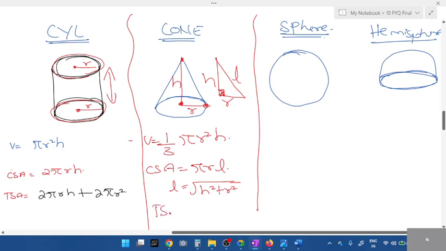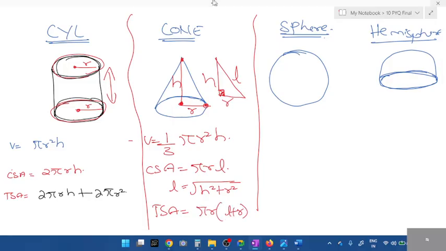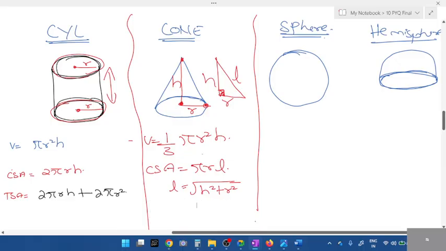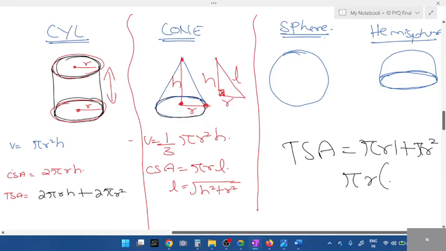Okay. Total surface area. Total surface area is pi r into L plus r. So how do you get this pi r into L plus r, students? Total surface area is curved surface area pi r L plus, take this circle's area. What is area of a circle formula? Area of a circle is pi r square. From this, pi r is common. If you take pi r, you'll have L plus r. This is what they've given in textbook.